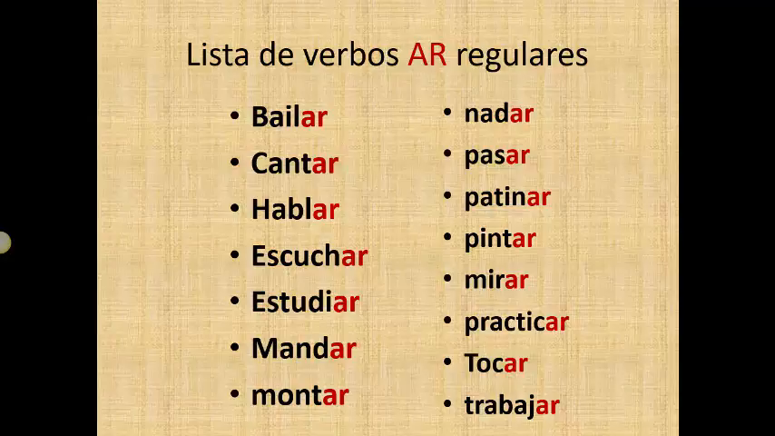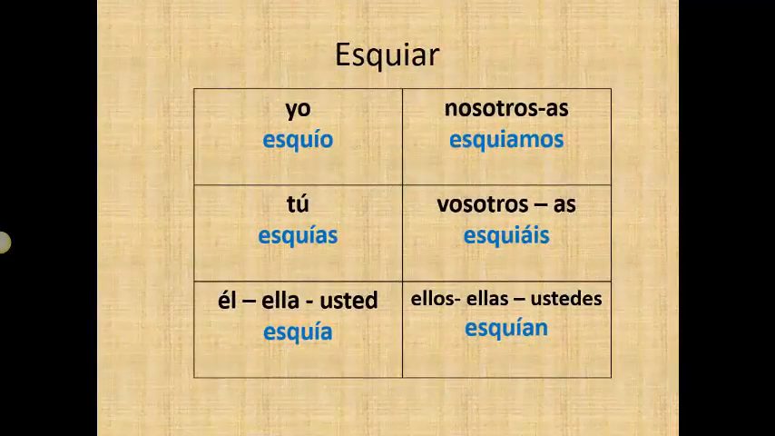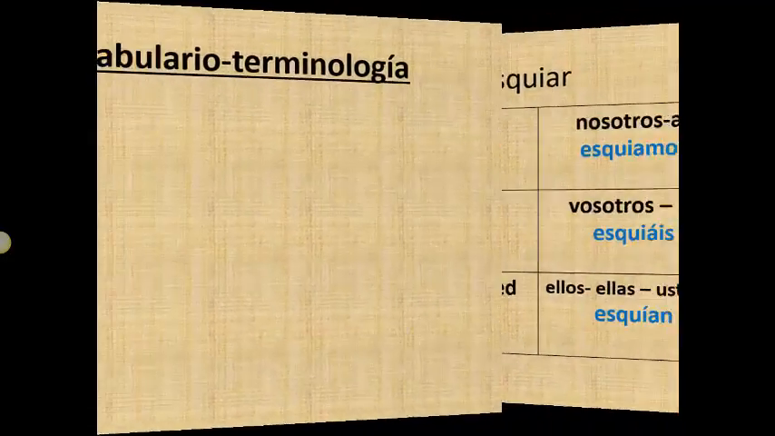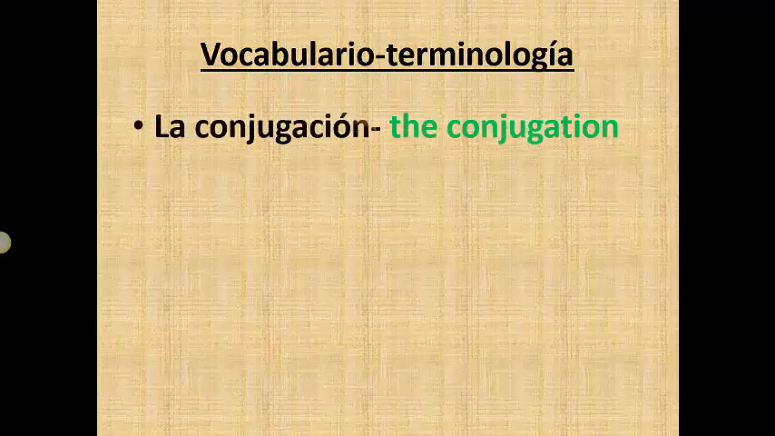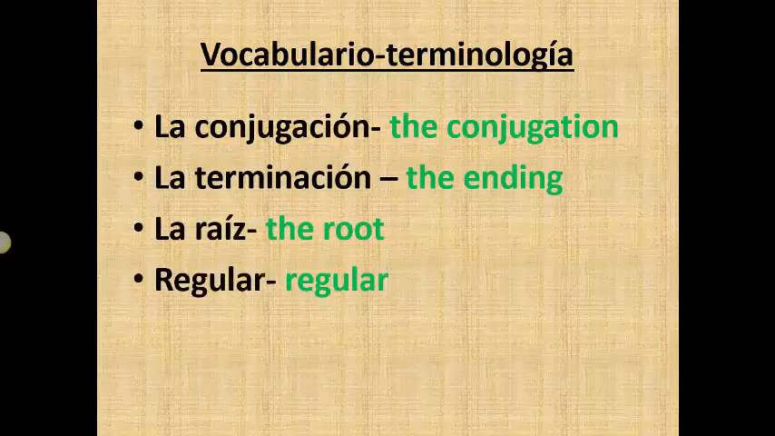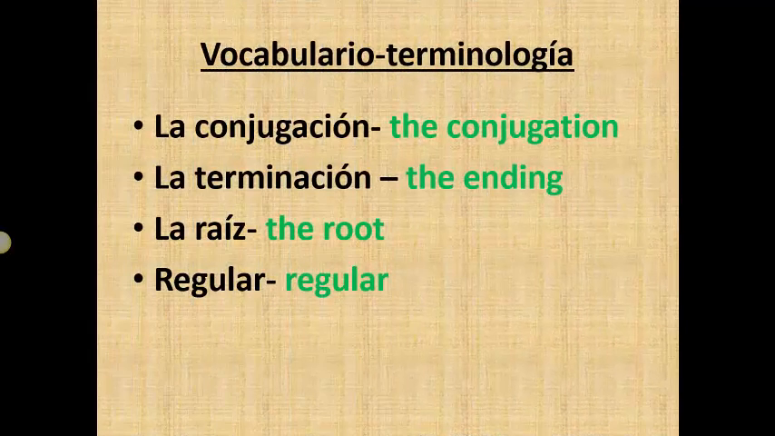So here's a list of some regular AR verbs that we've got: bailar, cantar, hablar, escuchar, estudiar, mandar, montar, nadar, pasar, patinar, pintar, mirar, practicar, tocar, trabajar. And you would conjugate them all the same way with that o, as, a, amos, áis, an ending. Esquiar is technically a regular verb, but they call it an irregular verb because it has an accent over the i. But we're just going to use it. If you miss that little accent on esquiar, I'm not worried about it. Here's your terminology: la conjugación is the conjugation, la terminación is the ending, la raíz is the root, regular is a regular verb, and that's really all you need for this.